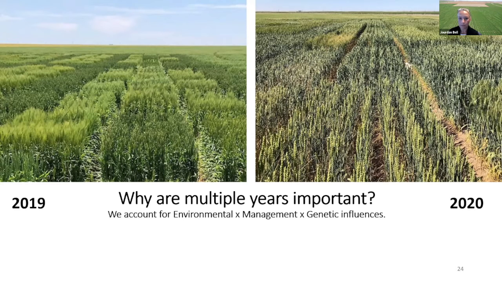For example, if we only had yield data from 2020, it might have appeared that some of these varieties were not well adapted, did not perform well, but it had nothing to do, or I shouldn't say nothing, but the genetic influence wasn't the greatest impact. It was actually those environmental factors, as well as we had a well that went down this year in 2020.